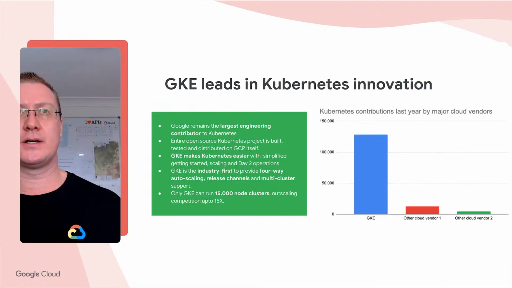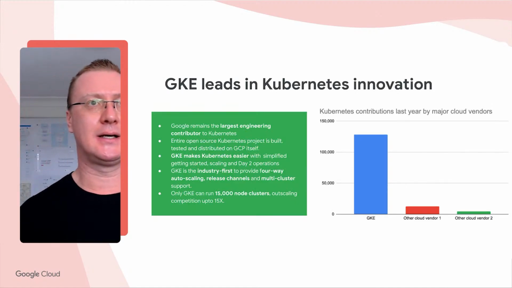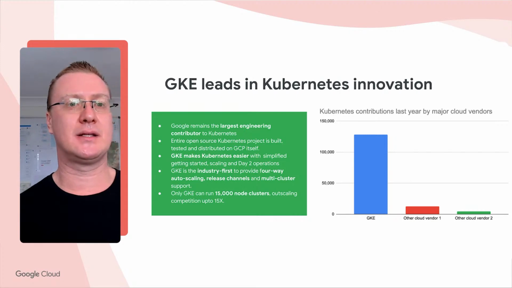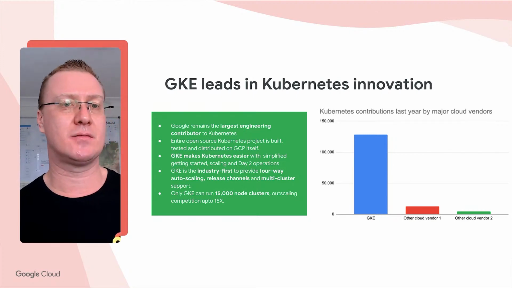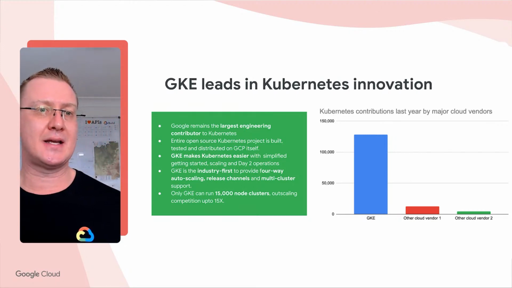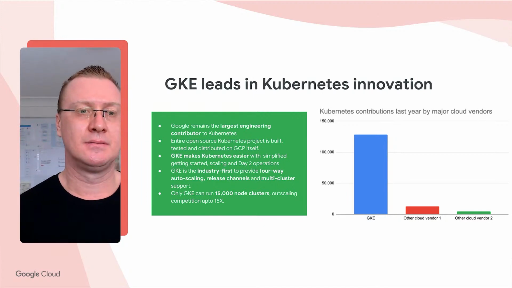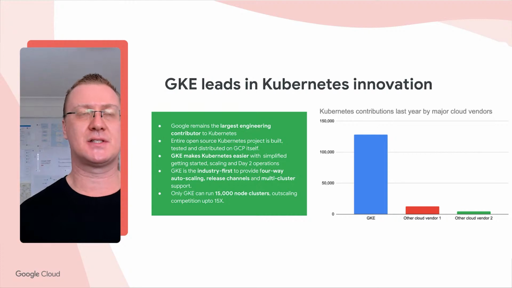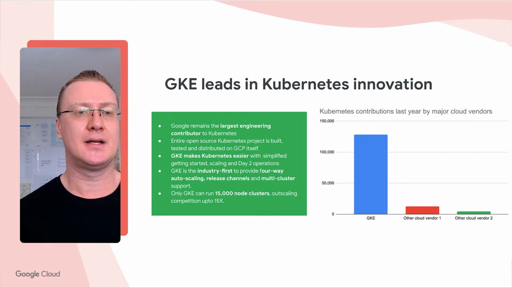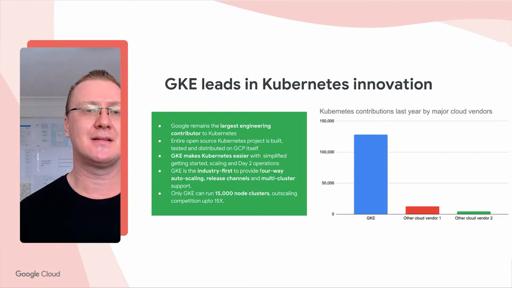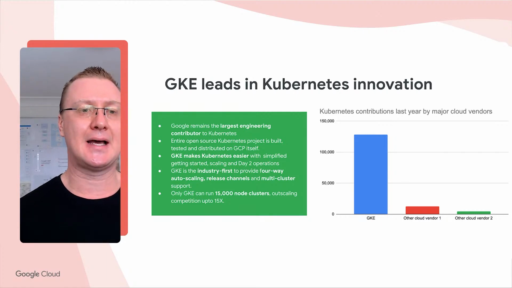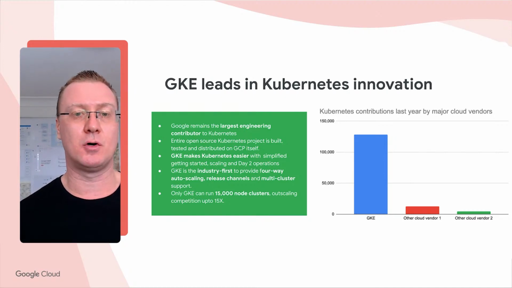Now, think about where you're going to host your app. Now, if you're running a containerized based application with the self-healing auto repair capabilities of Kubernetes, Google Kubernetes Engine, or GKE, is leading Kubernetes innovation. What we're seeing is this demand for scale in modern environments. And GKE can scale to up to 15,000 node clusters, outscaling competition by up to 15 times. It's the industry first to provide four-way autoscaling, release channels, and multi-cluster support as well.